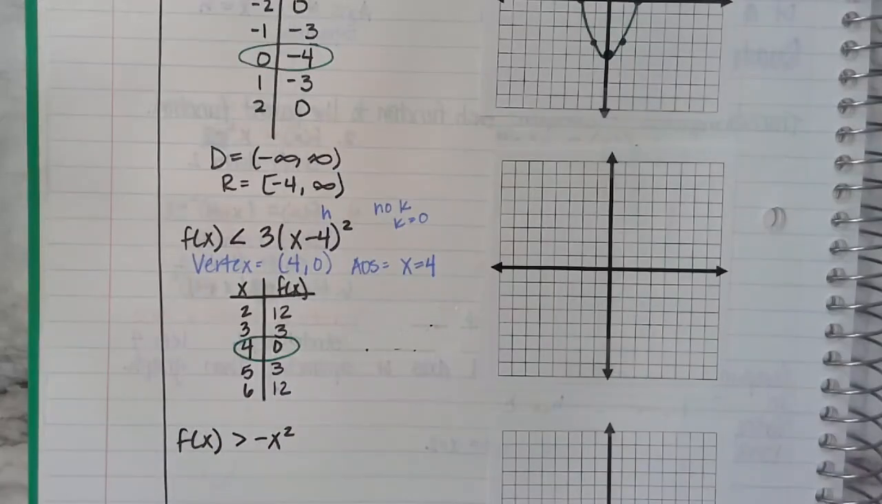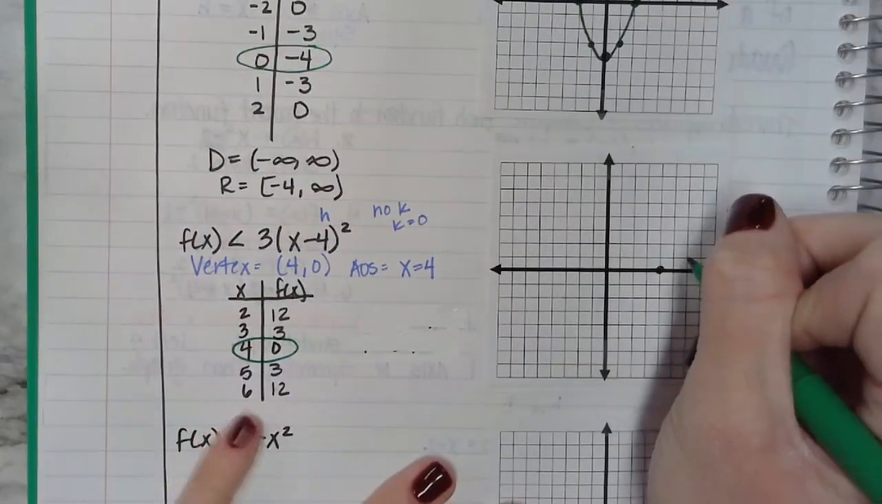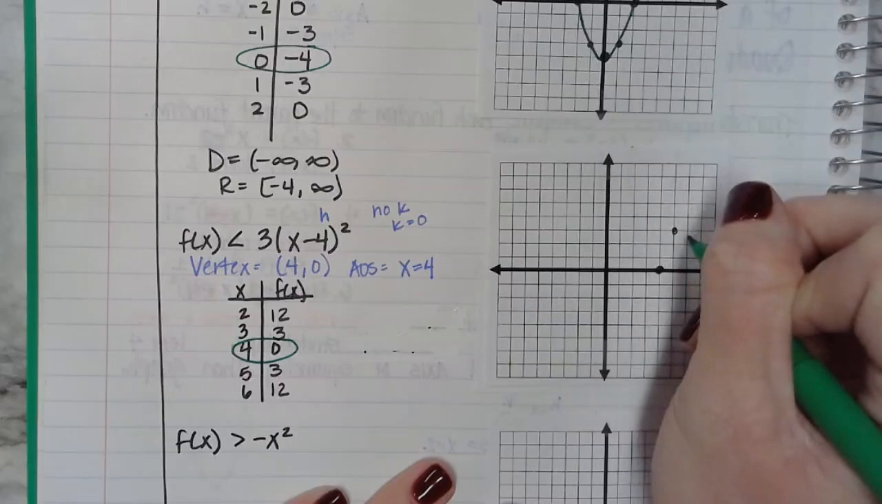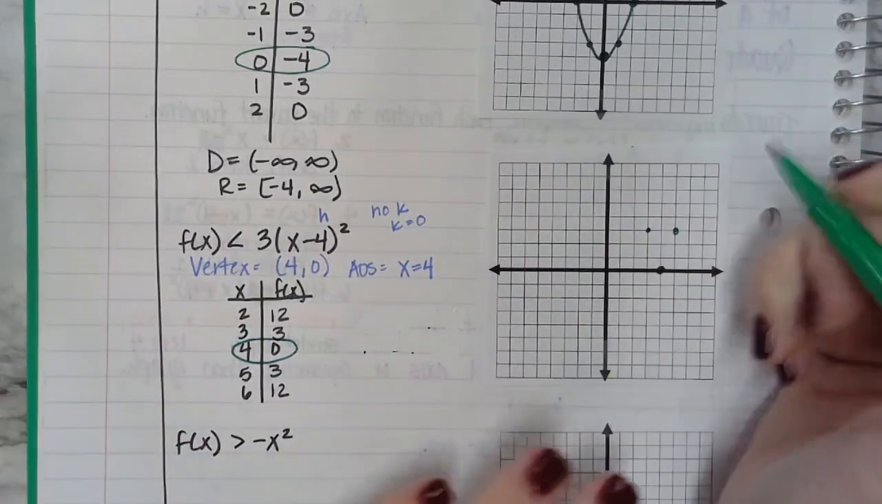All right, I like to start with the vertex. You don't have to, but I'm going to plot that first. So 4, comma 0, and then 5, comma 3. I don't have room for 6, 12 on this coordinate plane, so now I'm going to go to 3, comma 3, and then make my U.